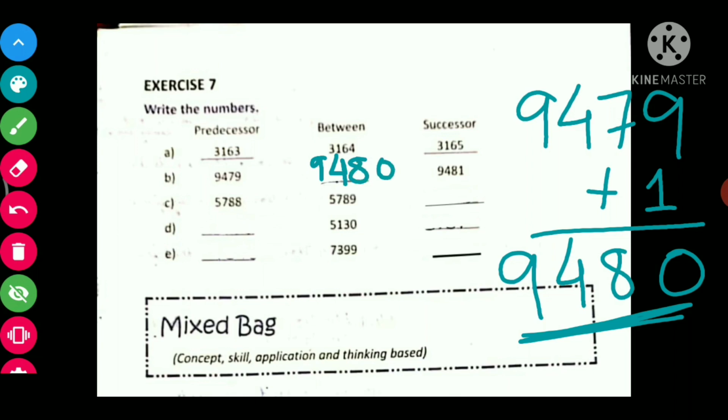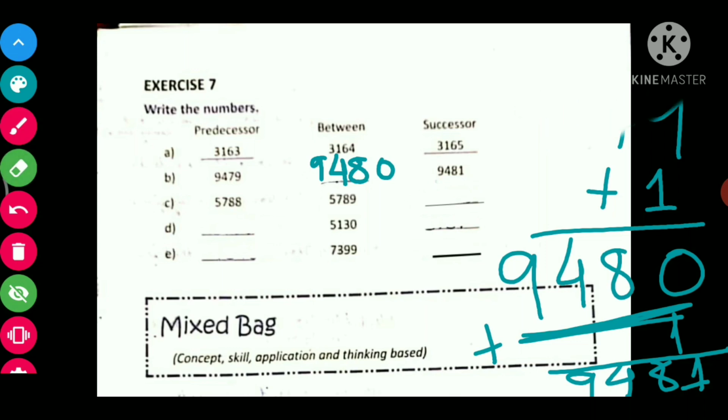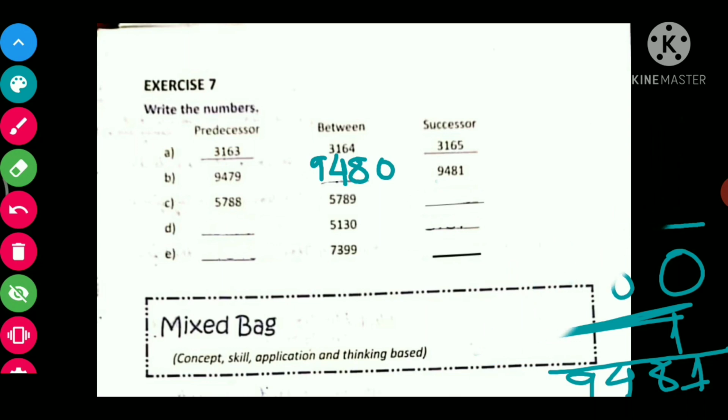After this number 9480, the successor given here is 9481, right? Is it the correct answer? How can we find the successor? After the number we do plus 1. After doing plus 1, we'll get 9481. So yes, this is our correct answer. Like this only we have to find the predecessor and successor, or the between number.